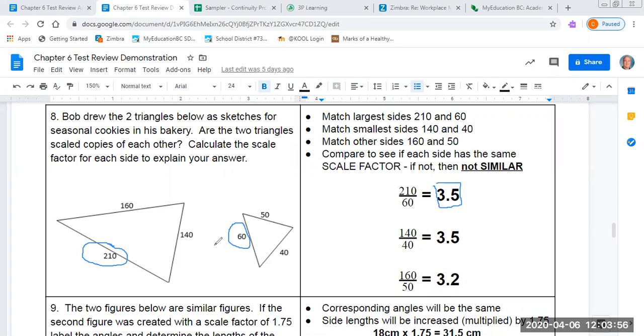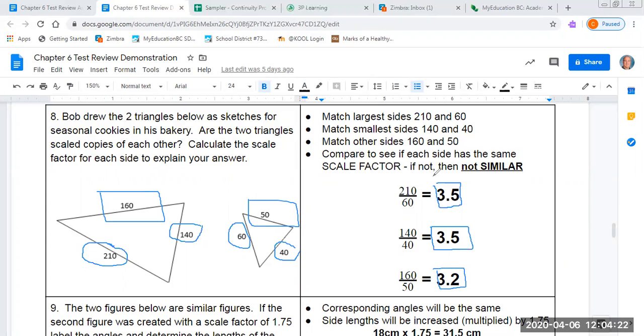Now, if I look at the smallest side, the smallest length on both of these is 140, and in this case, 40. If I write 140 and 40, that one has a scale factor of 3.5 as well. But the leftover ones, 160 and 50, if I put those here and calculate, 160 divided by 50, that's a scale factor of 3.2. Well, these don't match then.